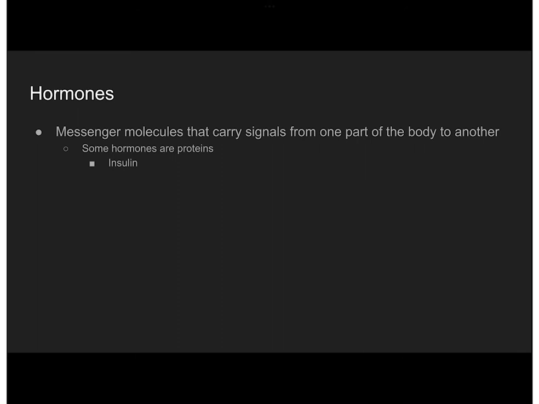And then lastly, some proteins function as hormones, which are just messenger molecules that carry signals from one part of the body to another. Now, some hormones are proteins, some are not. But one example of a hormone that is a protein is insulin, and it's a pretty vital protein to your body. It tells you when the sugar in your blood is too high.